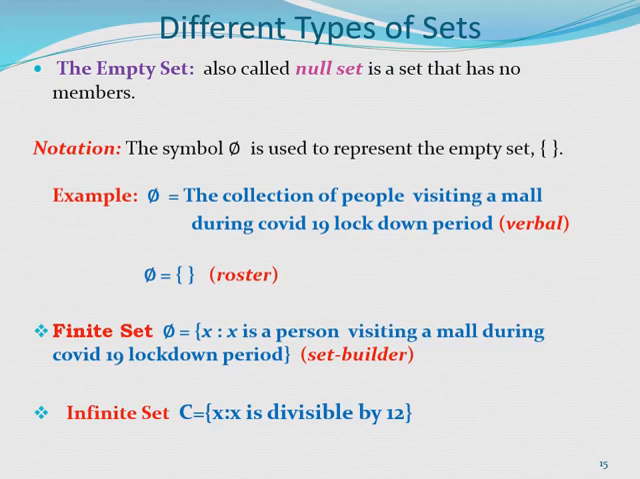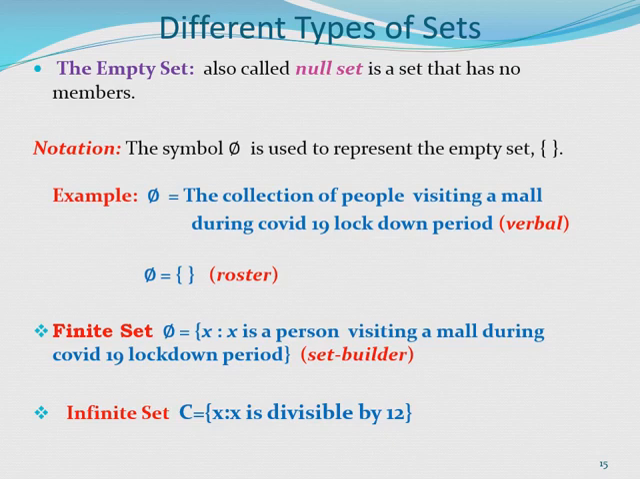This is an example of a finite set. So let me go through this example using the present situation, the lockdown period due to COVID-19. Phi is equal to the collection of people visiting a mall during COVID-19 lockdown period. Phi in roster form and phi in set builder form, which is given by set of all X such that X is a person visiting a mall during COVID-19 lockdown period. This is definitely not possible because a mall is not opened yet.